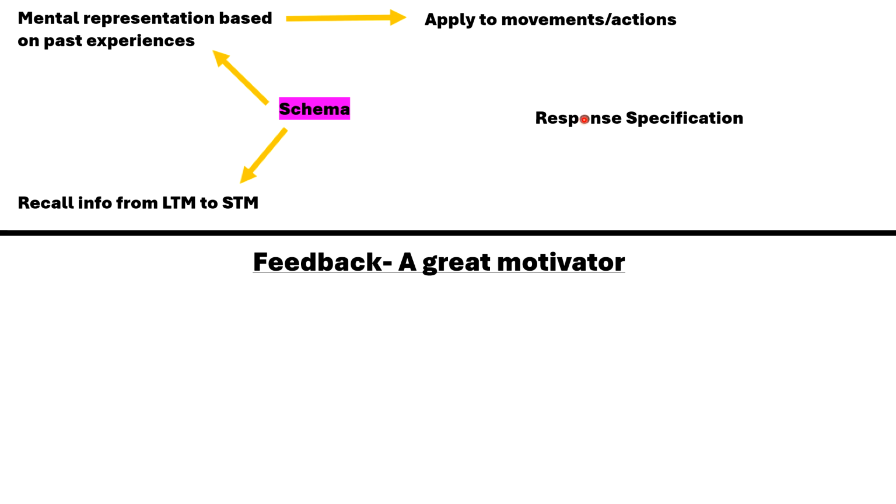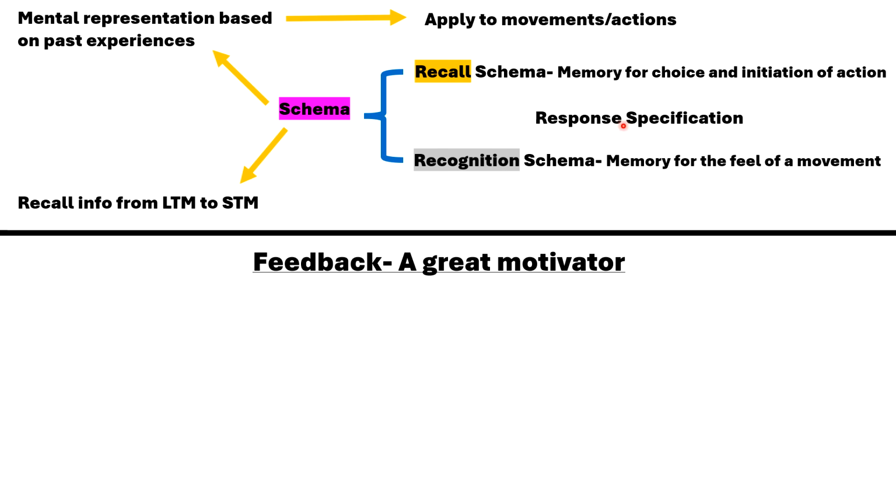And this is called response specification, where we use the following schemas to help us decide a movement and execute it correctly. So to decide what movement we do as a response to a stimulus, we're going to use a recall schema. And to execute the movement smoothly, we're going to use a recognition schema.